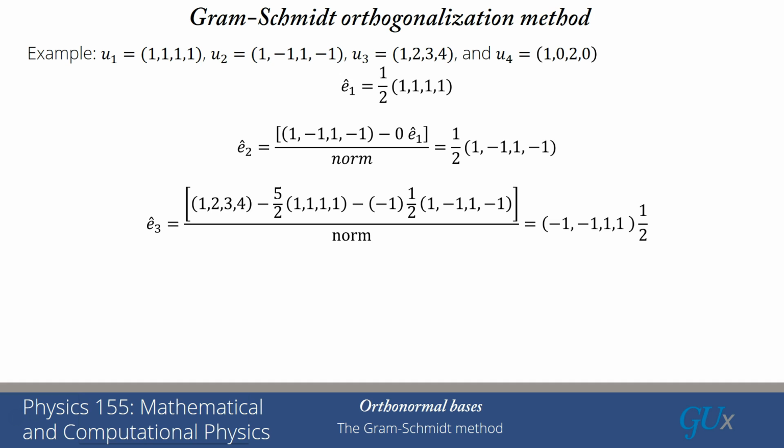Now for the next one, when I look at the dot product between E2 and U3, I'm going to get 1 minus 2 plus 3 minus 4. That's a net of minus 2. I have to divide it by 2 because that's how I get E2 to be a unit vector, so it's minus 1. And then I multiply it by the unit vector, which is 1 half times 1, minus 1, 1, minus 1. And now we have to do the subtraction.